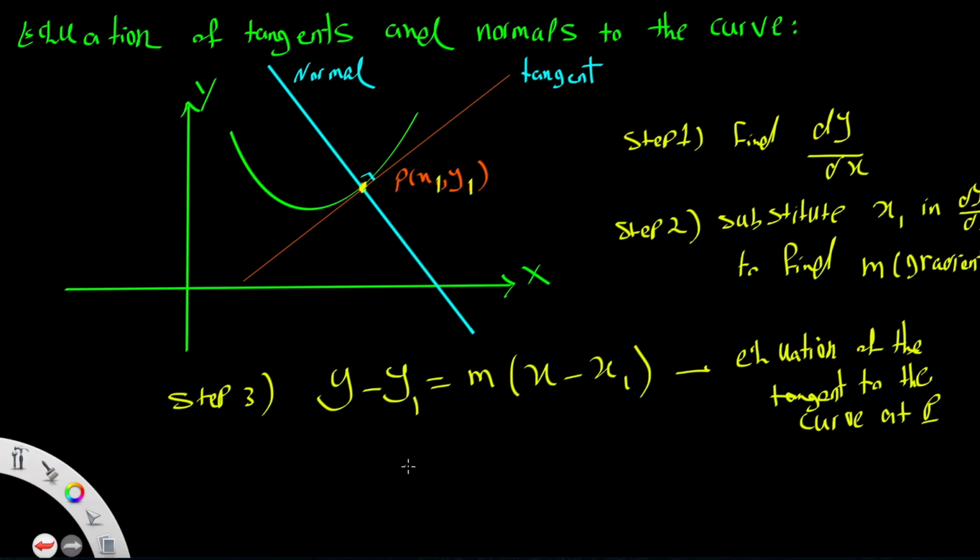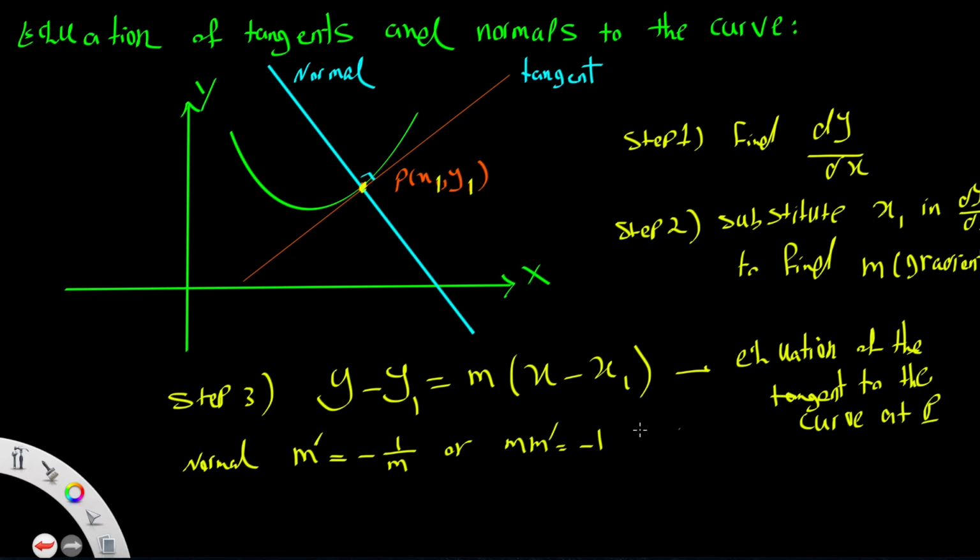Now, in order to find the normal, we know that the normal and tangent are perpendicular to each other. So if I use m prime as the gradient of the normal, m prime will be negative 1 over m, because when two lines are perpendicular to each other, the gradient is the negative reciprocal, or you could say the product of their gradients is negative 1.